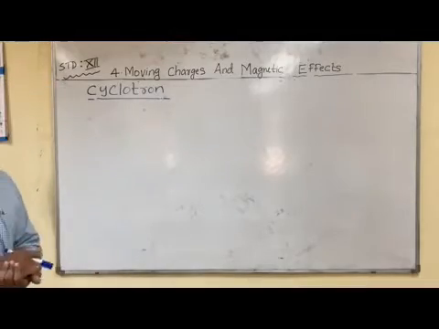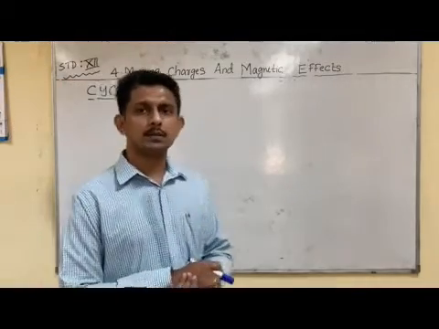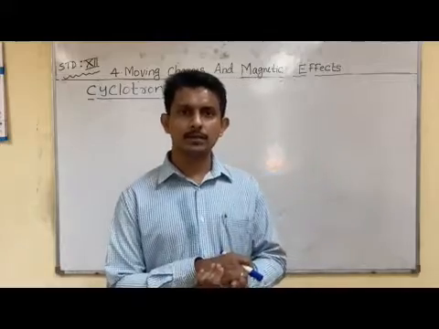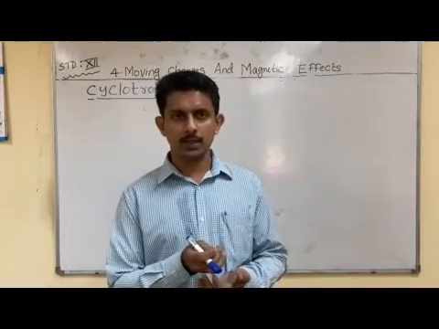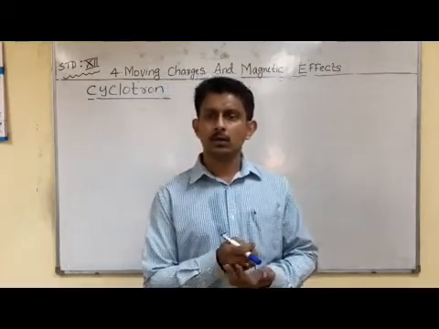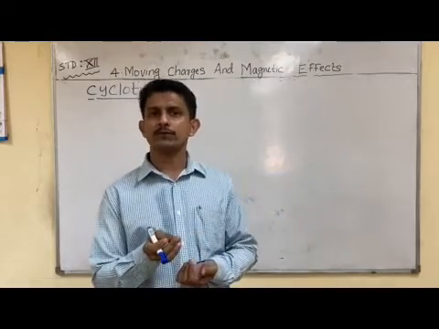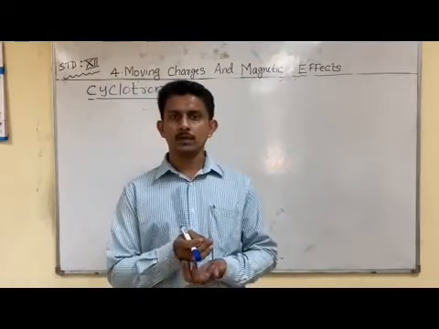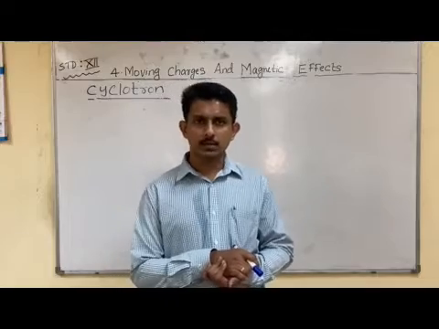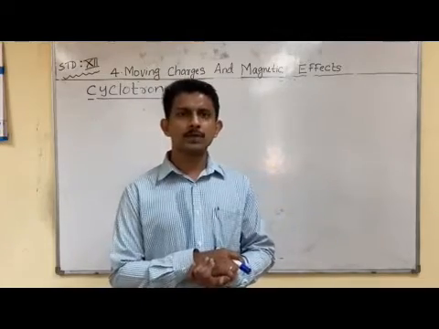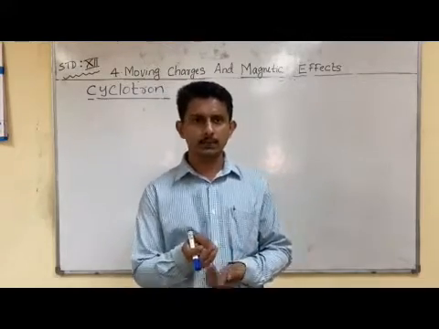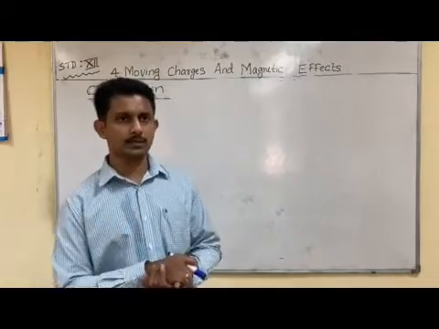A cyclotron is a device used to accelerate positively charged particles like alpha particles or protons, so that they acquire a sufficient amount of energy. Such a device is known as a cyclotron. It is basically a positively charged particle accelerator.